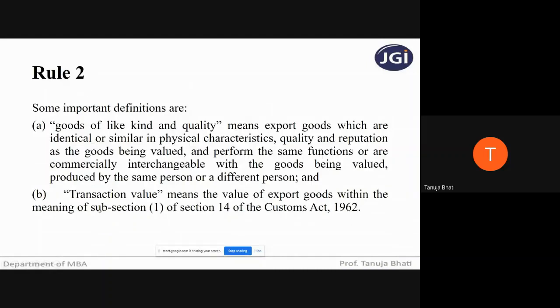So, these are some few definitions which have been covered under rule number 2. Rule number 1 says that you can determine the value of imported goods by applying the rules of 2007, in case of exported goods. Next, rule number 2 talks about some important definitions.